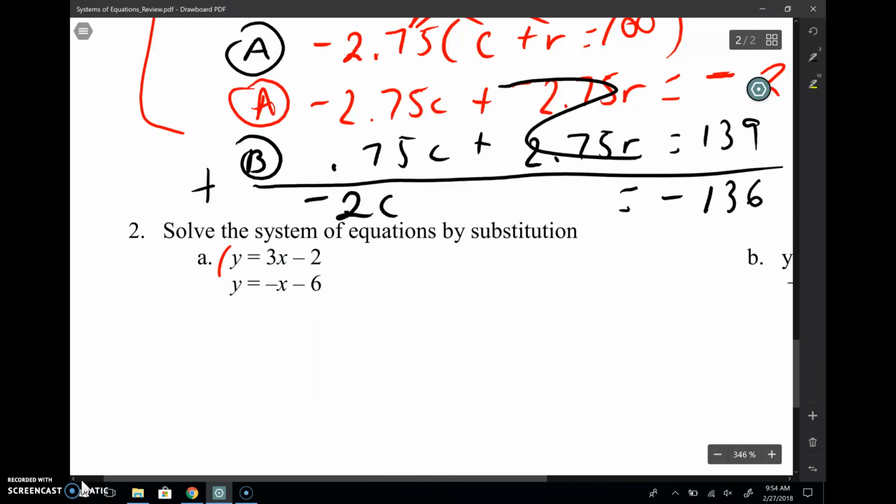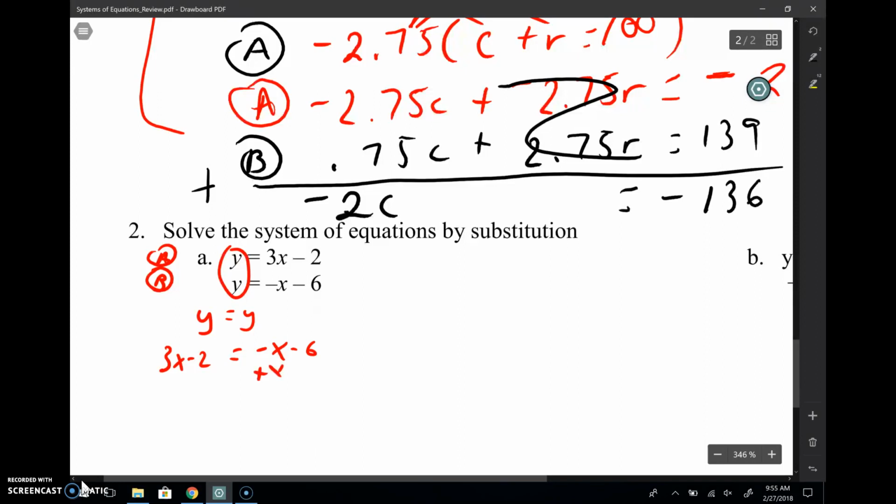But see how these two y's are equal? Here's equation A, here's equation B. Both of those are y is equal to. So in other words, since both are set to y is equal to, I can just write my equation A expression, which is 3x minus 2, is equal to negative x minus 6. And from here, I solve for x.